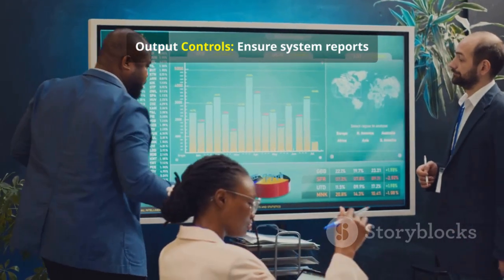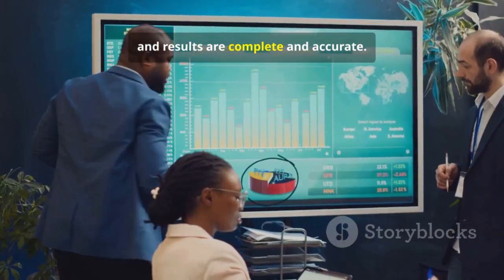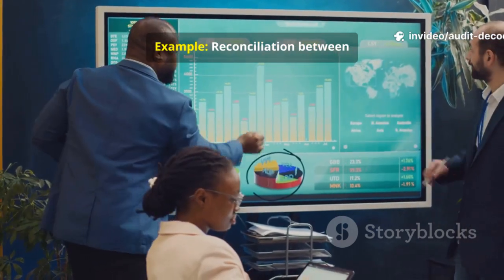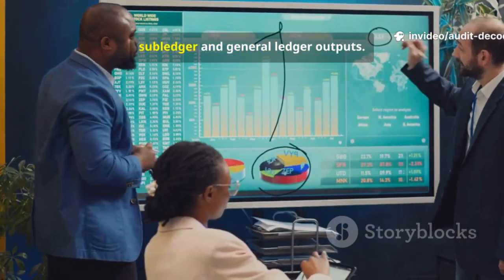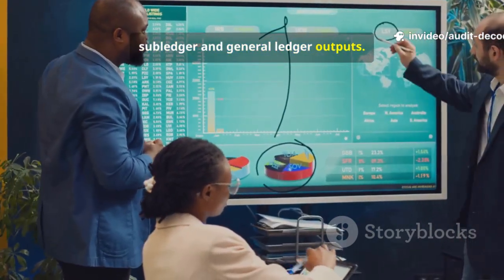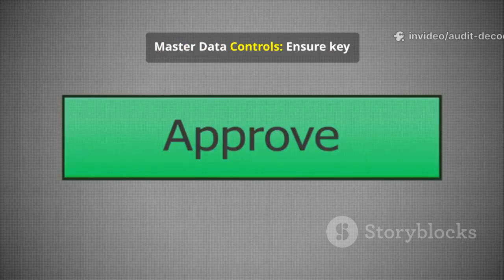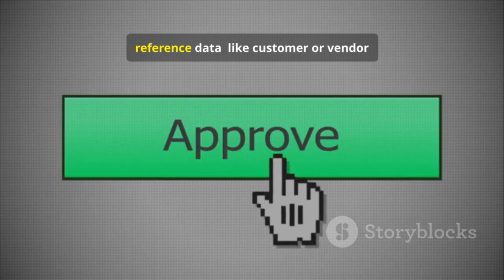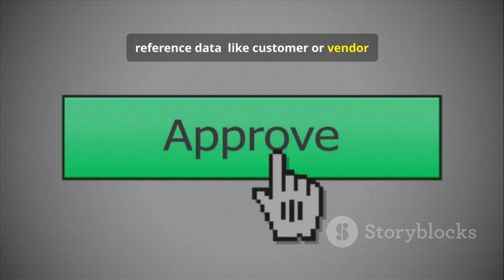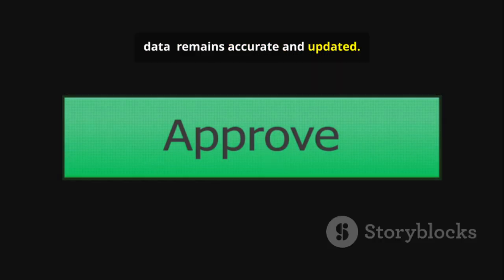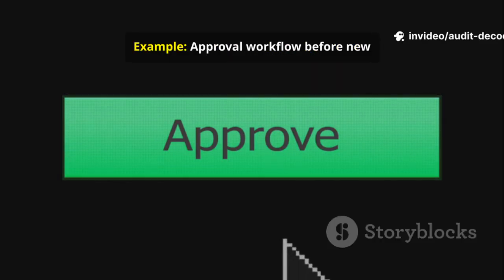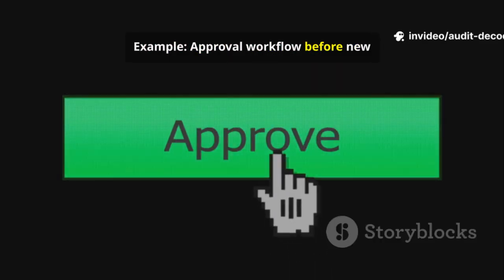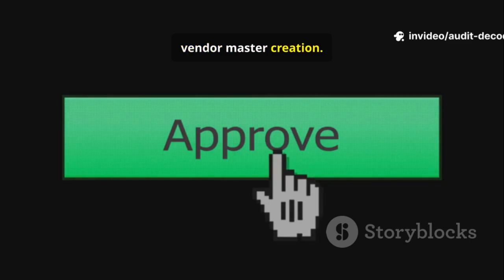Output controls ensure system reports and results are complete and accurate. Example: reconciliation between subledger and general ledger outputs. Master data controls ensure key reference data, like customer or vendor data, remains accurate and updated. Example: approval workflow before new vendor master creation.